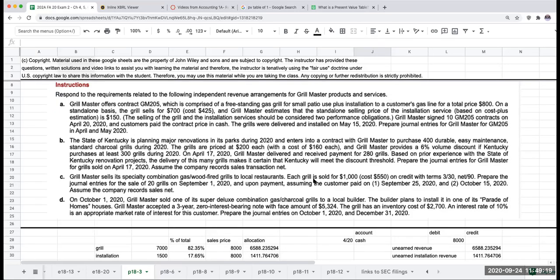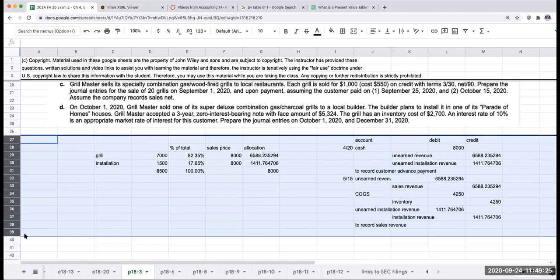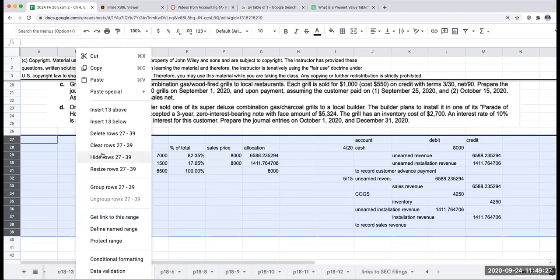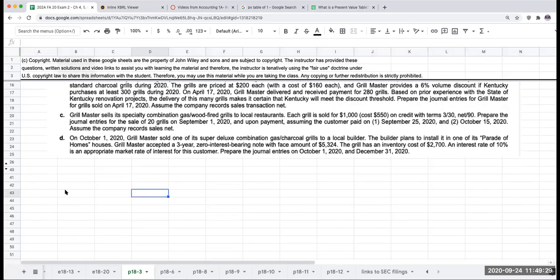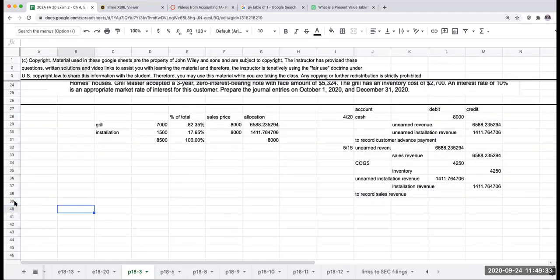Prepare the journal entries for Grill Master for the grills sold on April 17th. Assume that they record the transaction net. Okay, so what that means is, when we're doing this one particular problem, let me do this here.